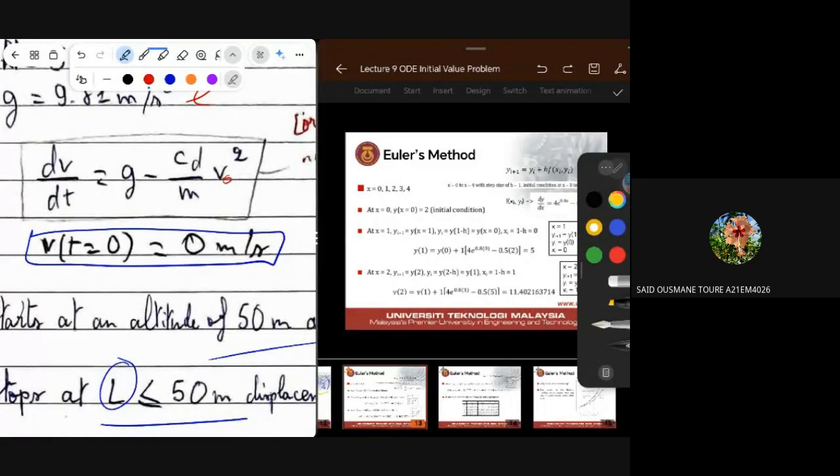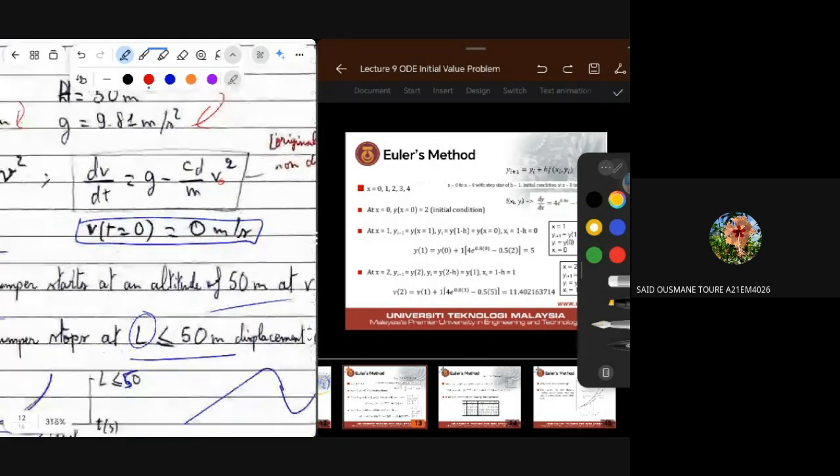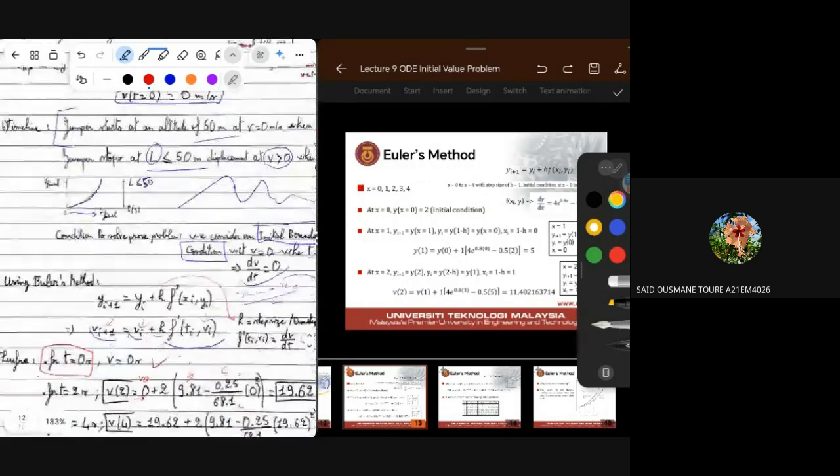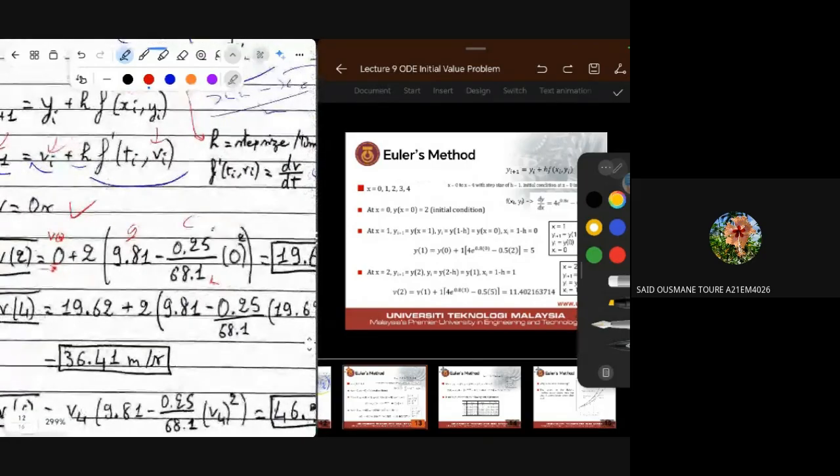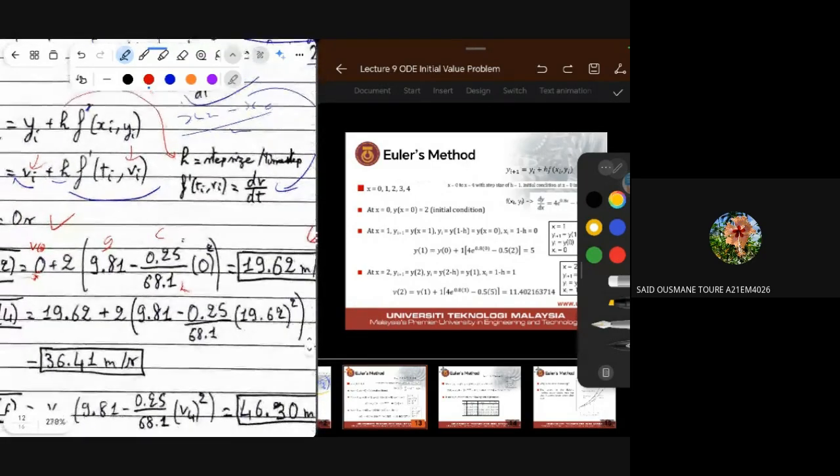It's clear here. For dV over dt, we use V0. G is 9.81, the drag force is here, M is here. Now V0 equals 0, so this term has to be cancelled out because it's times 0. So we only have G. Is it clear for this one? This is why we have this value.